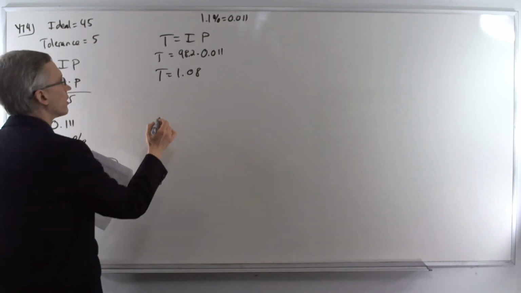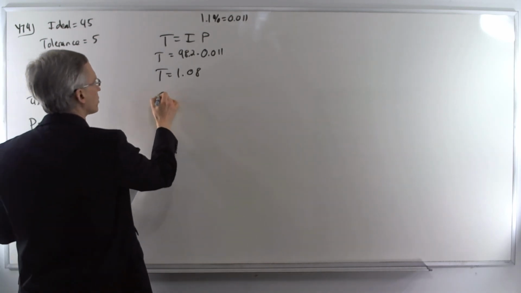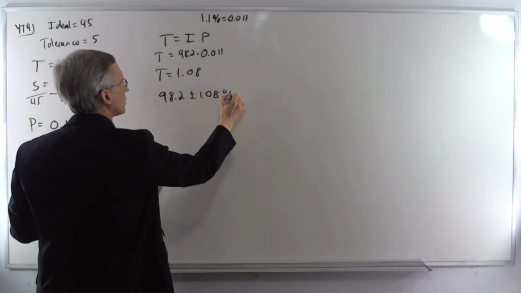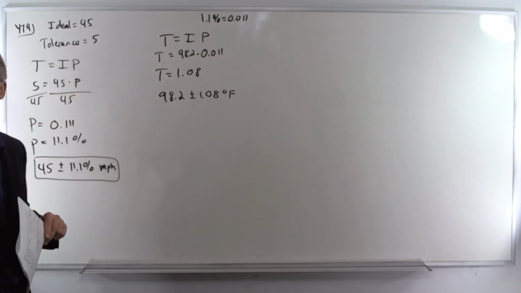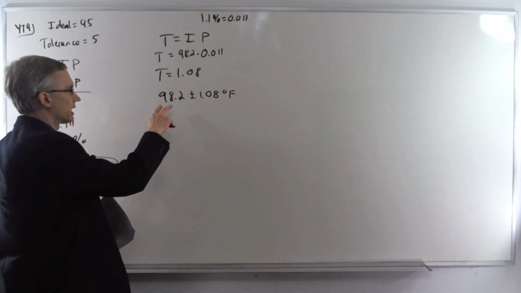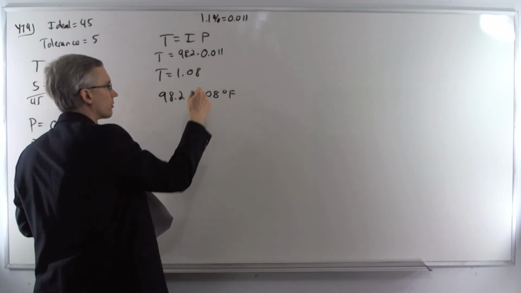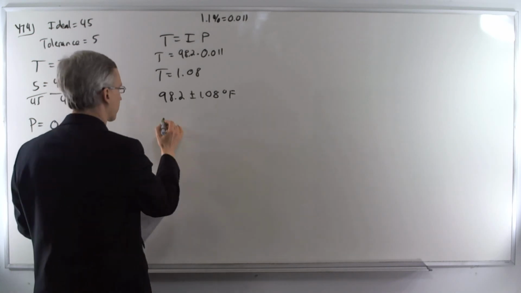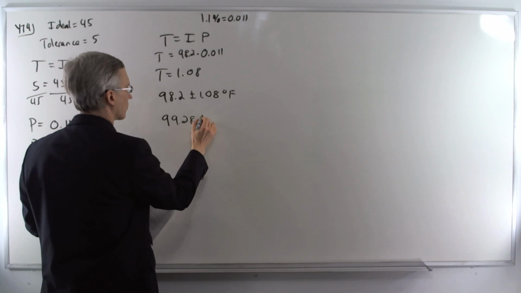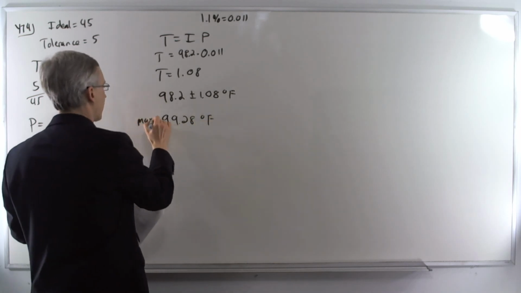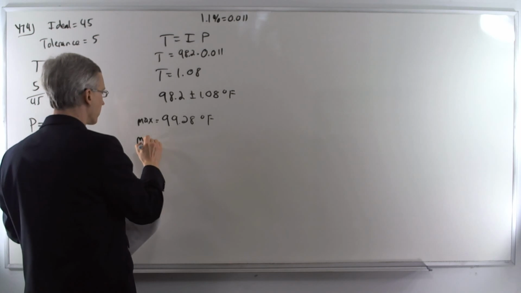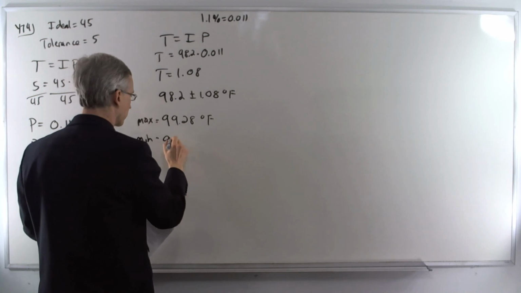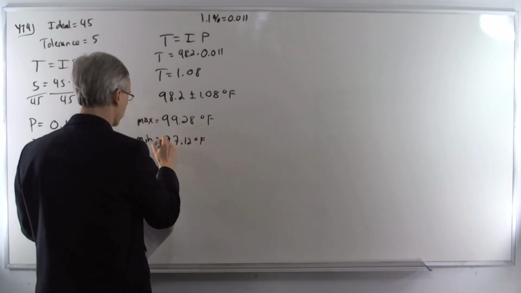So that means our values should be 98.2 plus or minus 1.08 degrees Fahrenheit. So now we can find the maximum and the minimum value. So we take this ideal value and we're going to add 1.08. And that gives us a maximum of 99.28. So there's the max of the normal range, and the minimum is 98.2 minus 1.08, and that gives us 97.12 degrees Fahrenheit.